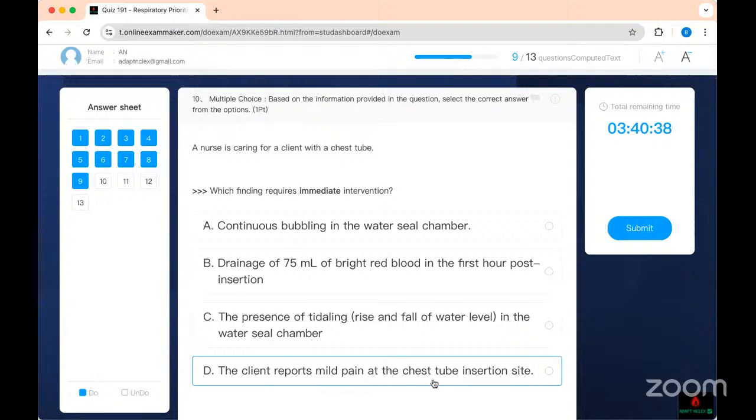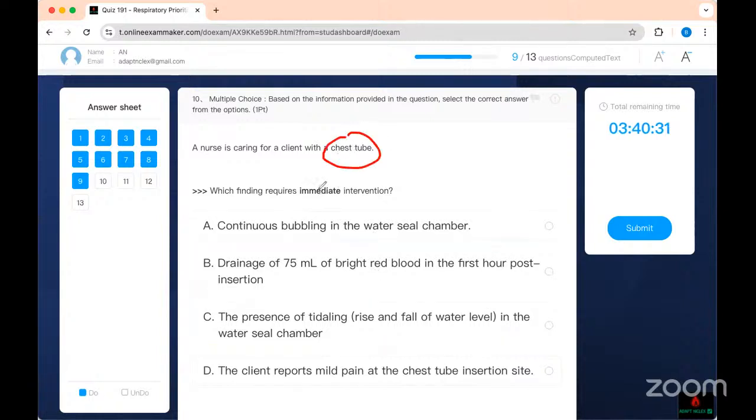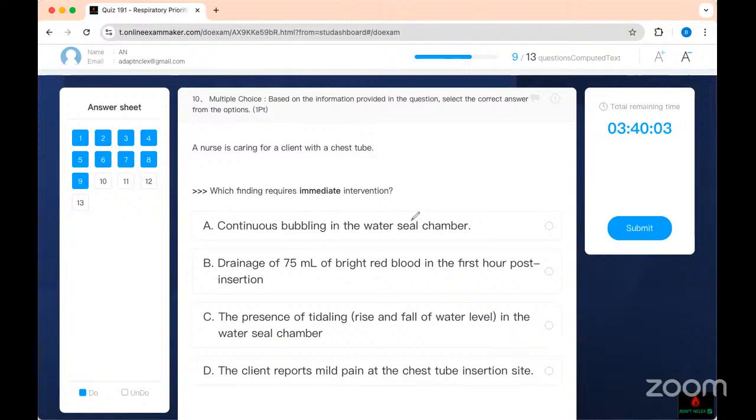Client reports mild pain at the insertion site. So which of these needs immediate intervention? Continuous bubbling of the water seal chamber, 75 bright red blood in the tube as soon as you place it, or presence of tidaling in the water seal chamber, or client with mild pain at the insertion site. What do you think? These are content related to chest tubes. If you need help, I have a bunch of videos on chest tubes. You can watch them for free.